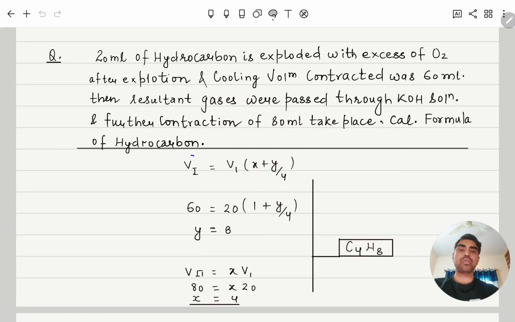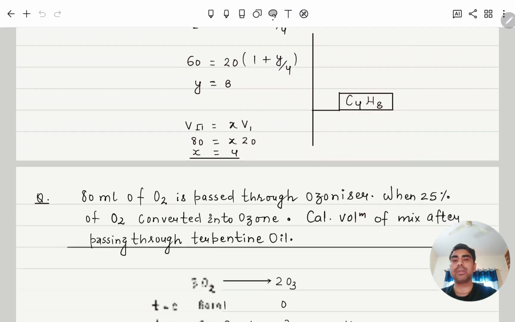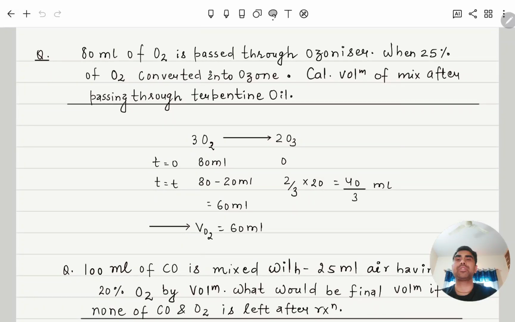Calculate the formula. So what is V Roman 1? V1 into (x plus y by 4). Here it is 60, 20 is already given, y comes out to be 8, and V Roman 2 is given as 80, so the value of x will be 4. So the formula of hydrocarbon CxHy is C4H8. Clear?